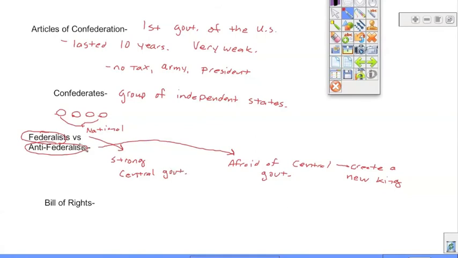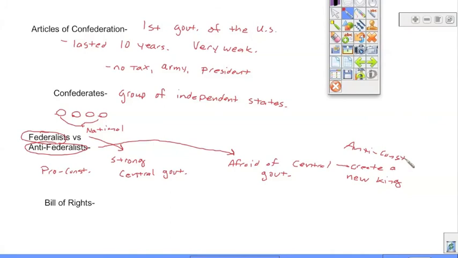The people who were opposed to it were the Anti-Federalists, who did not want a constitution. The Federalists are for the Constitution, so maybe we could put that. The Federalists are pro-Constitution, and the Anti-Federalists are anti-Constitution.